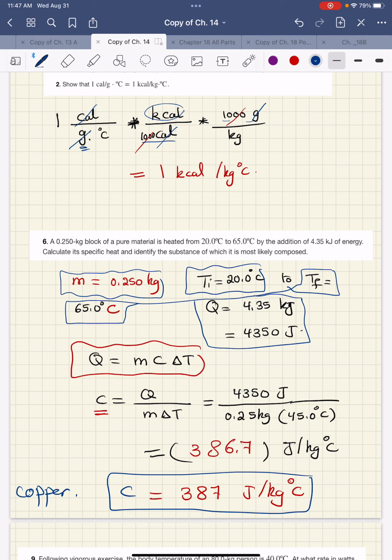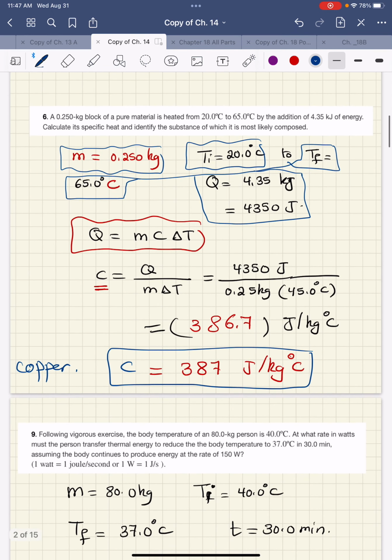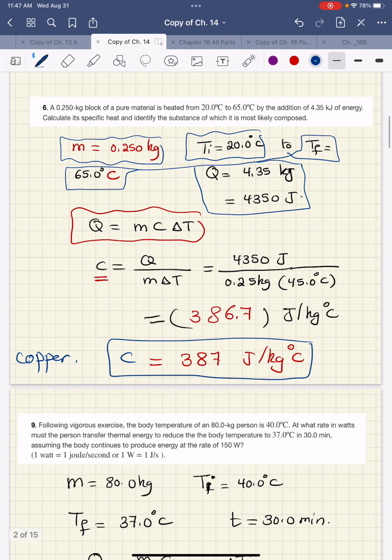Q equals mc delta T, then c is Q divided by m delta T. Therefore it's 4350 joules divided by 0.25 kilograms times 45, which is the difference in temperatures. So c was calculated to be 387 joules per kilogram degree Celsius, and that is for copper.